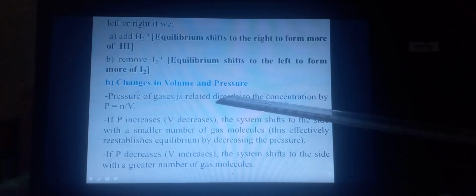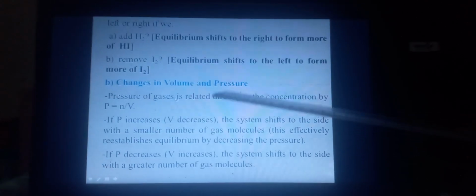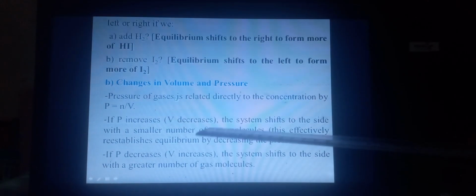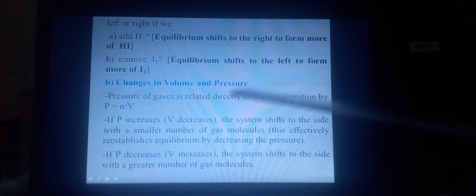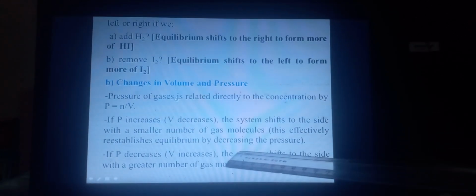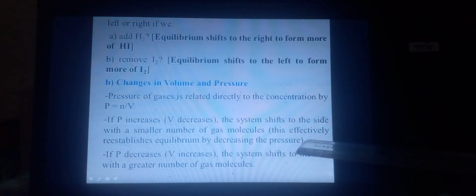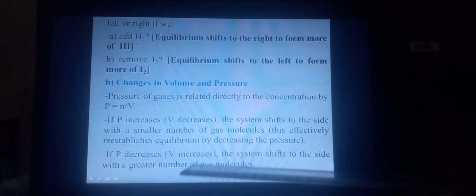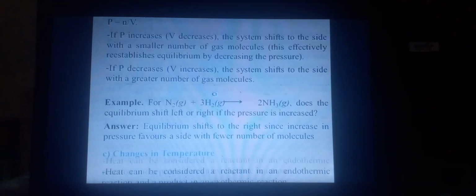Then changes in volume and pressure. Remember, volume and pressure are inversely proportional. If you increase pressure, you decrease volume. If you reduce pressure, you increase volume. And remember, an increase in pressure will always favor the side of a reaction with fewer molecules, but a decrease in pressure will always favor the side with more molecules. So if pressure increases, volume decreases, and the system shifts to the side with a smaller number of gas molecules. If pressure decreases, volume increases, so the system shifts to the side with a greater number of gas molecules. I think that one you learned in high school.